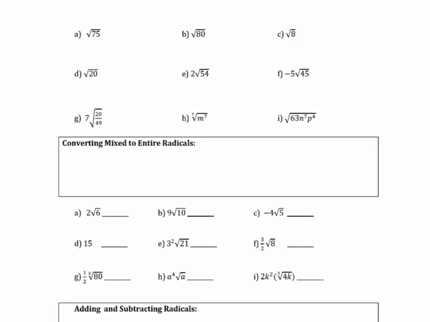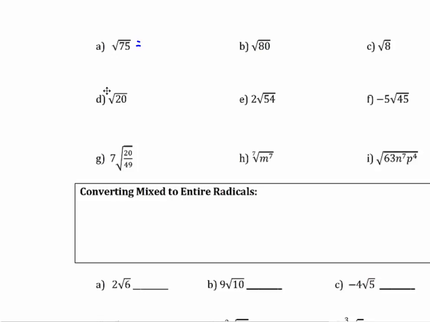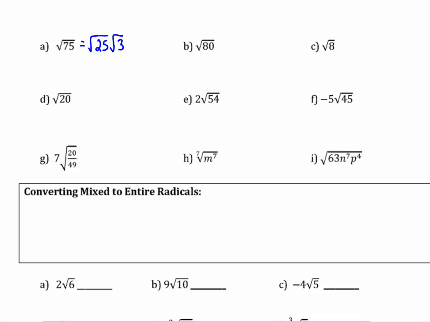Let's go through the first two and then you try C and D. So root 75, I gave the answer there. Oh, it needs to be larger. What's the largest perfect square that goes into 75? 25 times 3. Here is when knowing your multiplication tables really helps you. It always helps you, but in radicals, it makes you so much stronger and faster. What is the square root of 25? 5. 5 root 3.